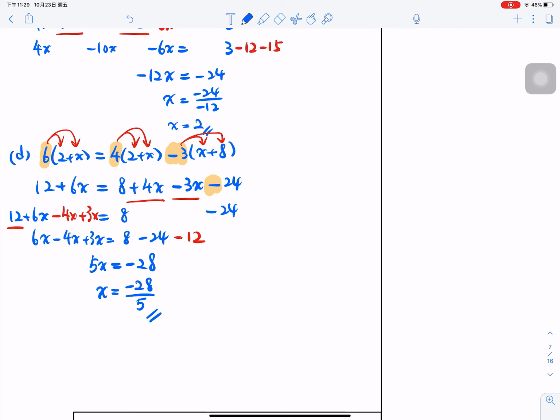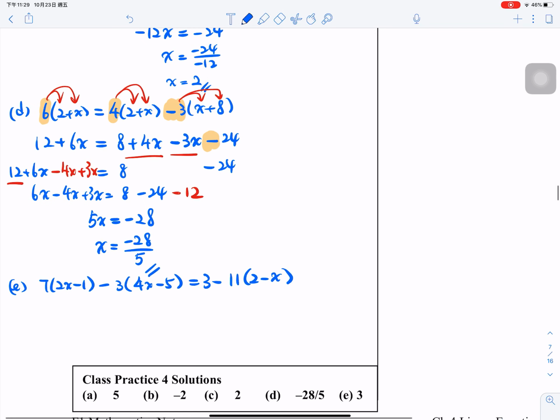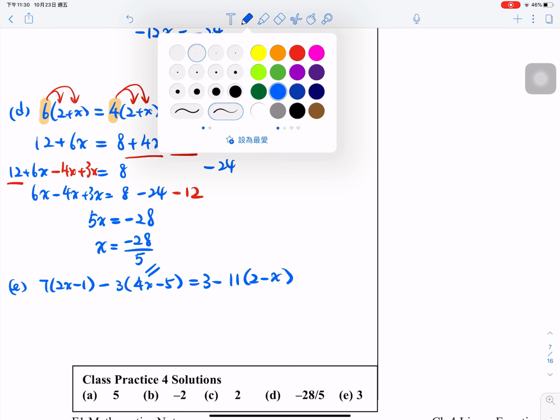Well, how about part E? Part E. Okay, let's do it all together. This is the last question, a little bit long. 7 times 2x minus 1 minus 3 times 4x minus 5 equals 3 minus 11 times 2 minus x. Okay, first step, again, expand it.